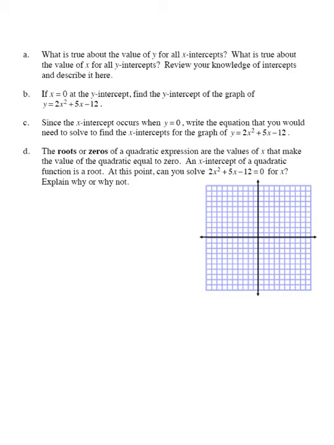We're going to talk about finding the x-intercepts and y-intercepts and vertex of the graph of a parabola. Question A says, what is true about the value of y for all x-intercepts? Well, x-intercepts are on this axis here where it will cross, and so the y value would be 0.